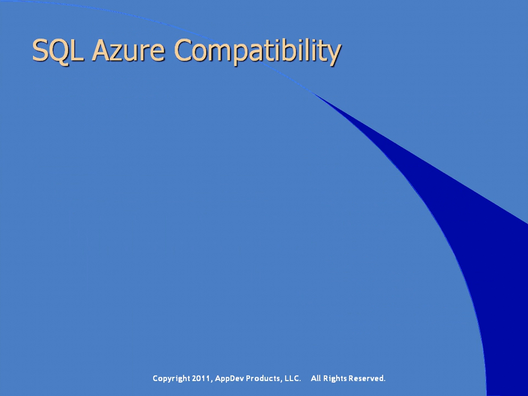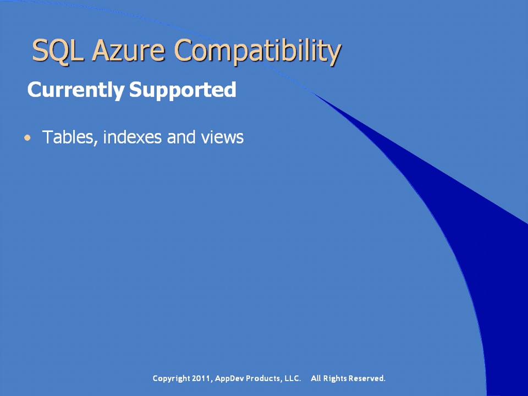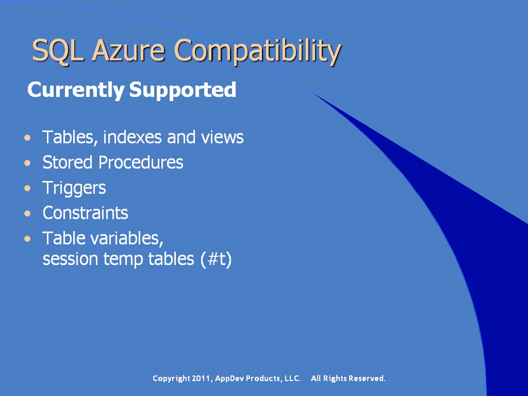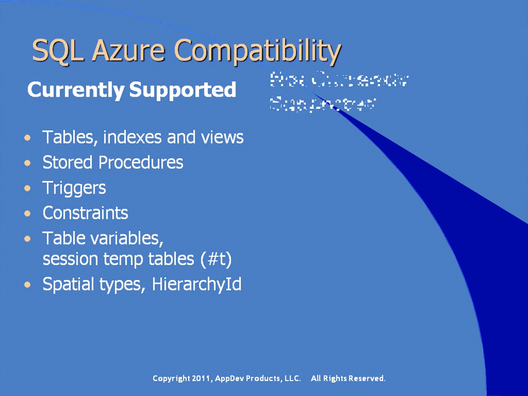Let's talk about the SQL Azure compatibility. What's the same in local SQL Server on-premise versus SQL Azure? So what's currently supported in SQL Azure? Tables, indexes, and views, stored procedures, triggers, constraints, table variables, and session temp tables. That's all supported. There is support for the spatial data types and hierarchy ID and the XML data type.